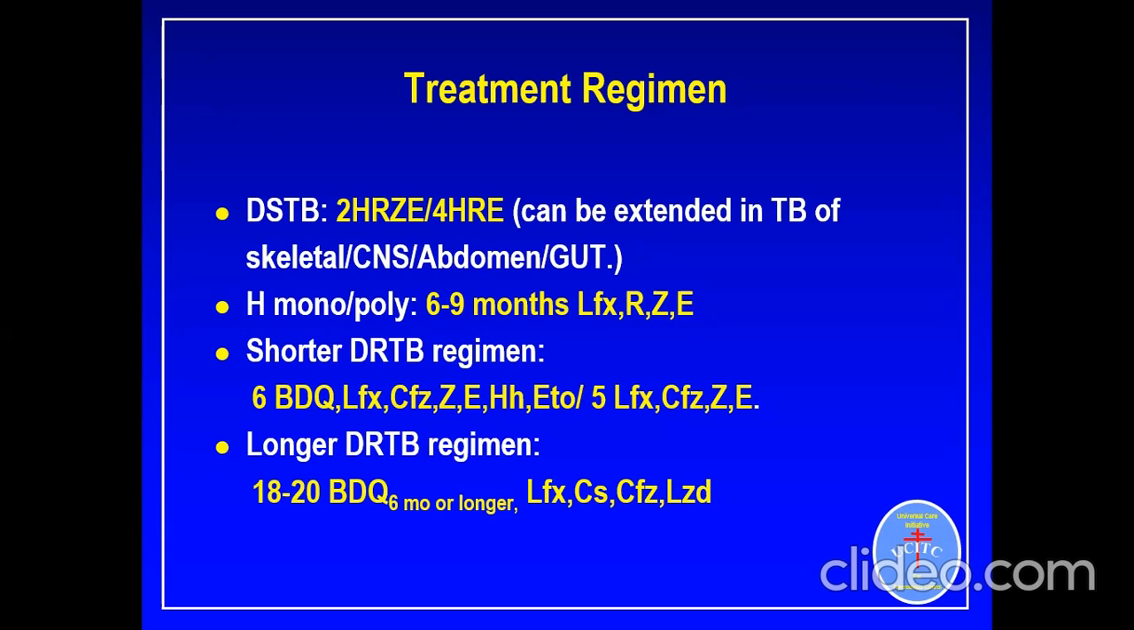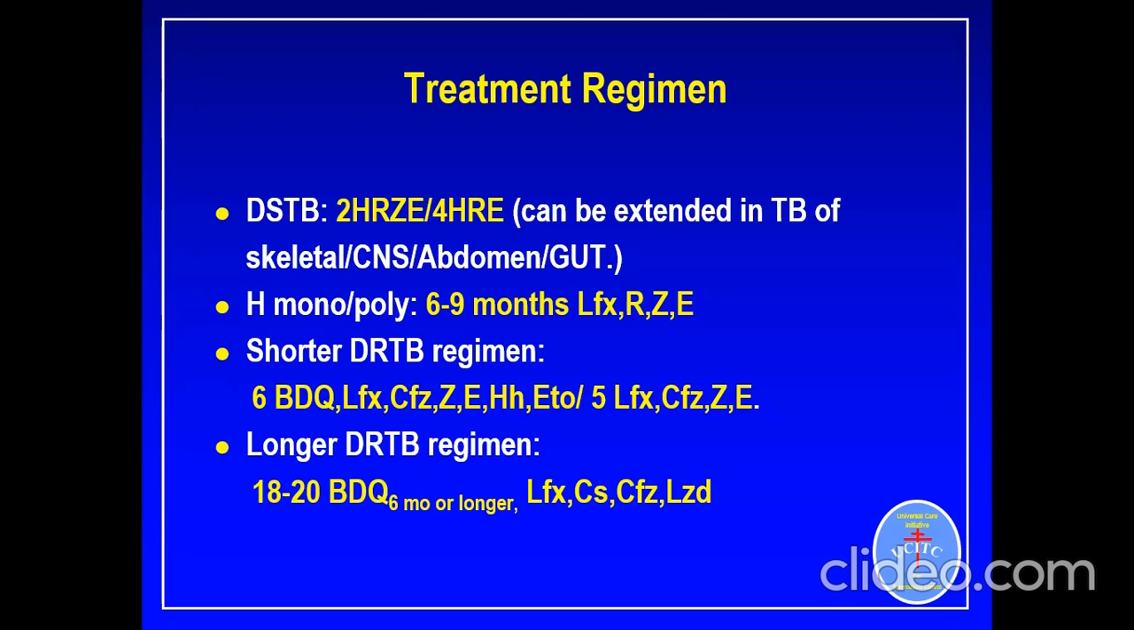Especially for pulmonary tuberculosis, this can be extended for skeletal tuberculosis, that's bone and joint, CNS tuberculosis, abdominal, and genitourinary tract tuberculosis. For skeletal, we give 9 months, CNS around 1 year, and for both abdomen and GUT, we give 9 months. For H monoresistance or polyresistance without any rifampicin resistance, we give 6 to 9 months of treatment with levofloxacin, rifampicin, pyrazinamide, and ethambutol.